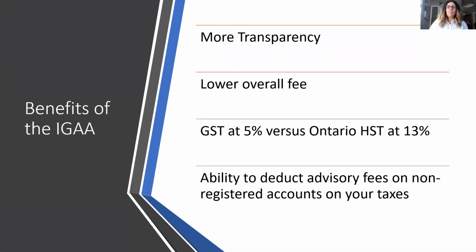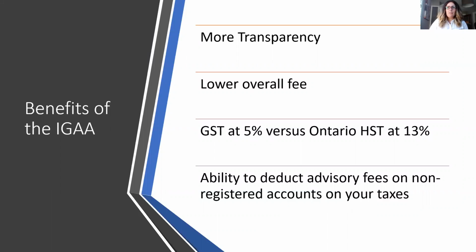There are several different benefits of the IGAA. These include more transparency on your statements. You will be able to see exactly what your advisory fee is and your MER on your statements. Emirates and I have always been transparent with clients on their cost of investing, but this is the firm's way of adding transparency standards. You will qualify for a lower overall fee with the asset tiered advisory fees. More on that to come.